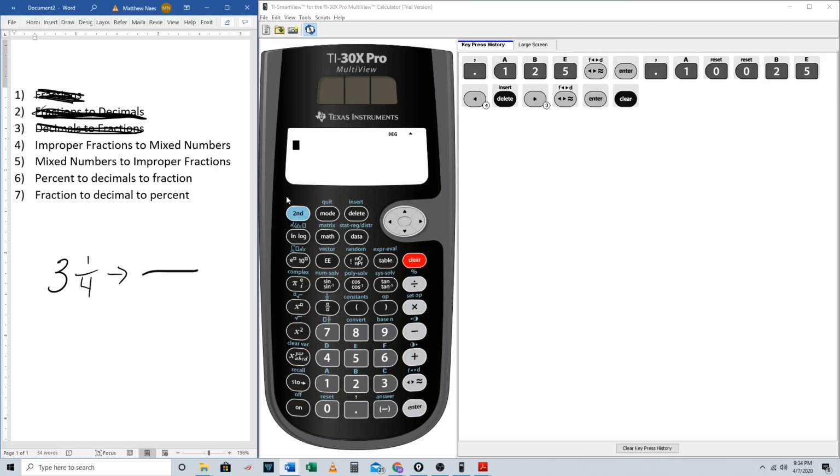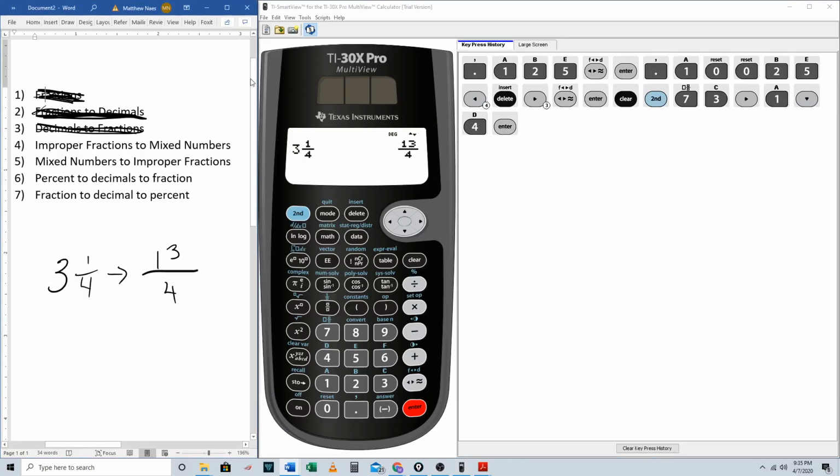So first I'm going to press the buttons to get the improper fraction, which is 2nd and 7. That's going to pop up the mixed number settings. So we type in 3, we press over, we type in the numerator 1, press down, there we go. We type in the denominator 4, and then we could stop here. We don't have to do anything else. We can just press enter, and it converts it to 13 over 4.